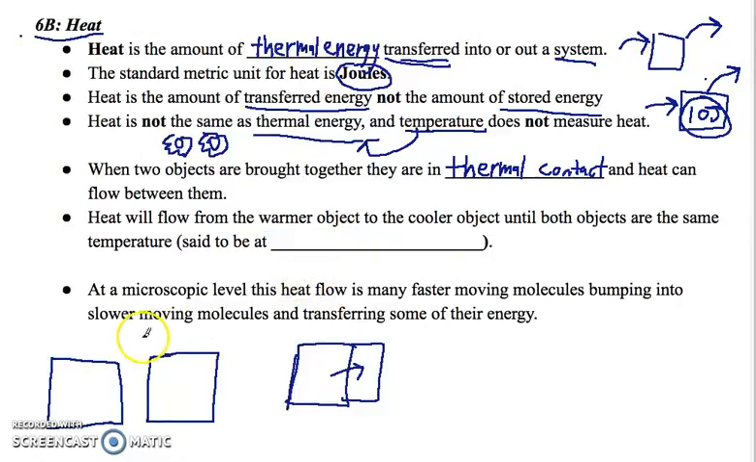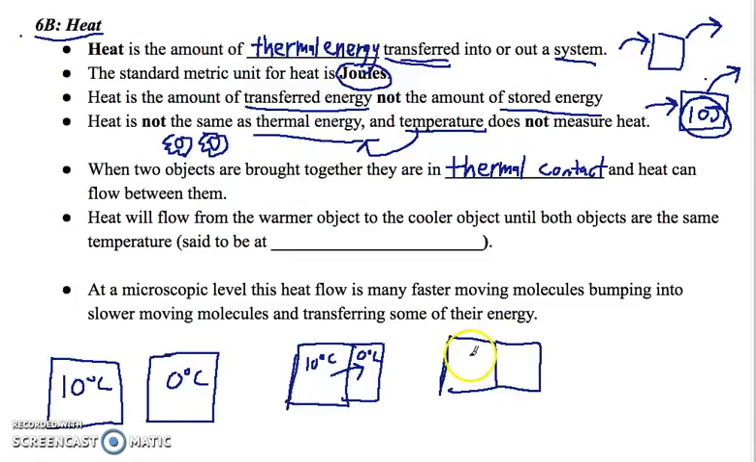So let's say this one's at 10 degrees C and this one's at 0 degrees C. If you bring them together, heat is going to flow out of the 10 degrees C one into the 0 degrees C one until they reach the same temperature. We're going to learn later how to calculate that. But let's just say after a while they're both the same temperature. When they reach equal temperatures, it's said that they're at thermal equilibrium. That's just a fancy word for saying all the heat that is going to flow has already flowed. They've reached a nice steady state where they both have the same temperature.